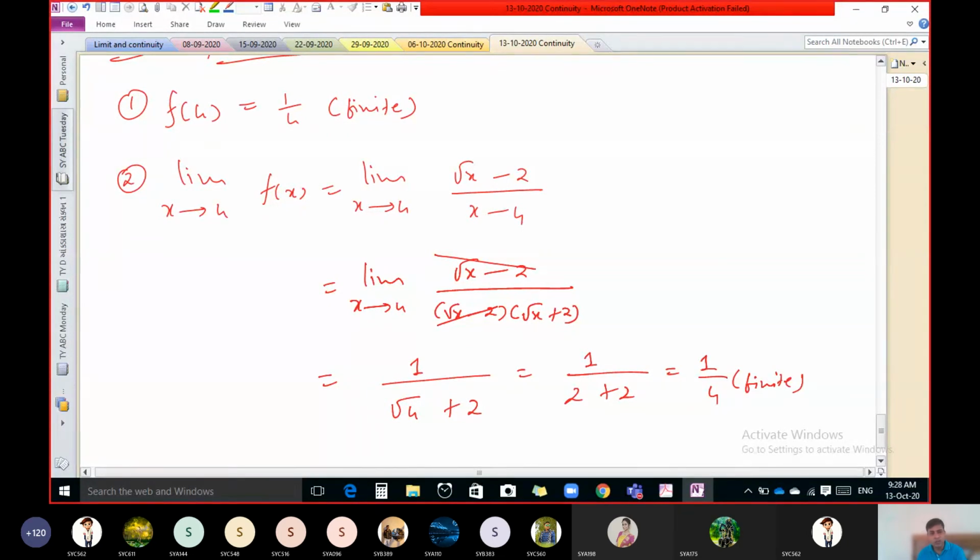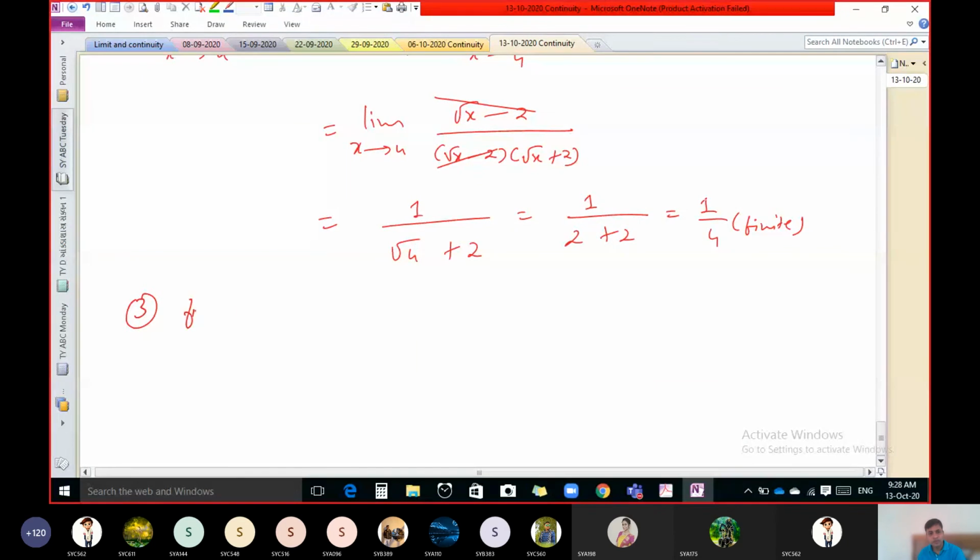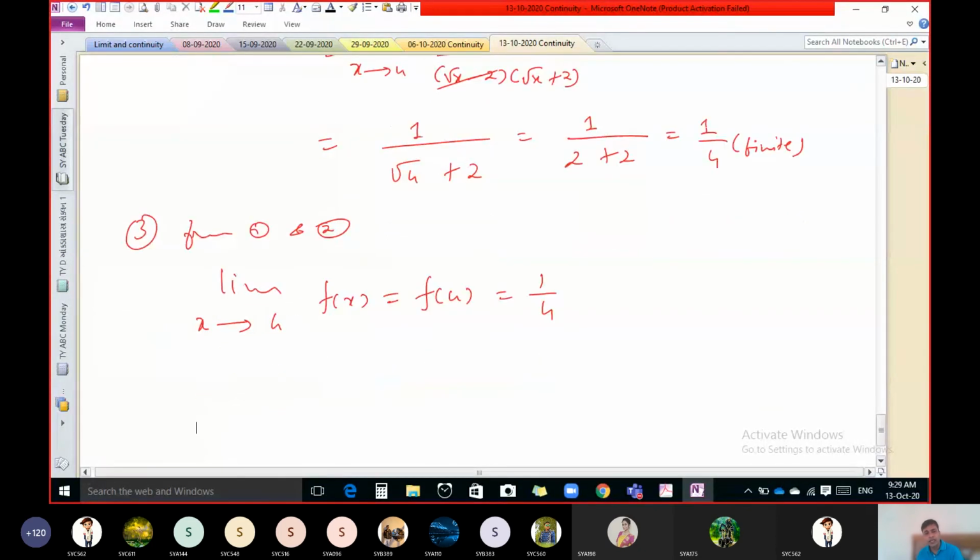Now see, the answer for the first condition is 1 by 4 and the second condition is 1 by 4. So from 1 and 2, limit x tends to 4 of f of x is the same as f of 4. The answer of both is the same, 1 by 4. So the third condition is also satisfied. So we can say that the function is continuous at x equal to 4. Over.